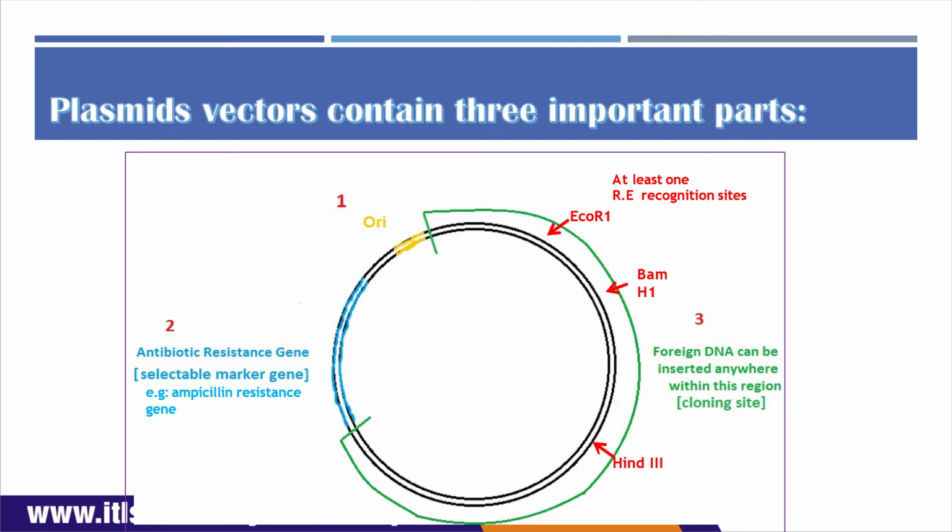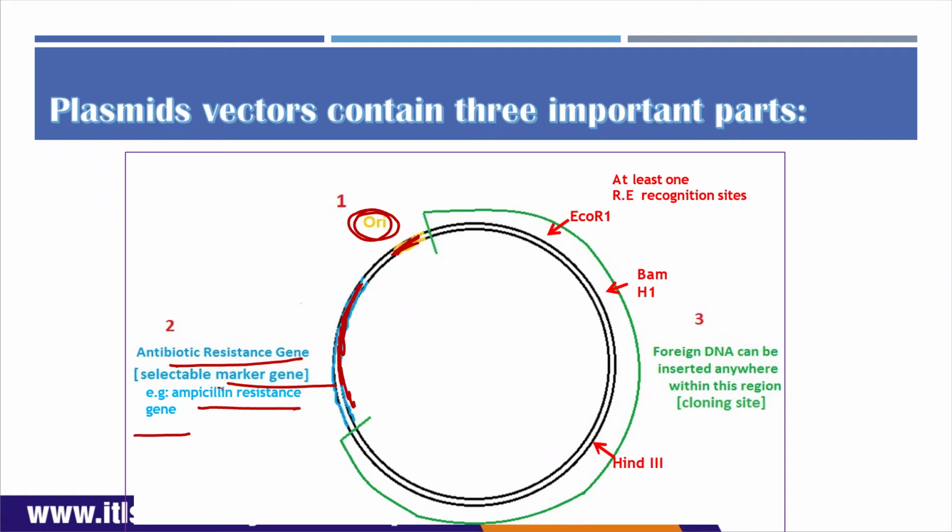The first part, shown in yellow color, is known as the ori. Then the second part, this blue line, is for our antibiotic resistance gene, which is also known as a selectable marker gene. For example, the ampicillin resistance gene is a selectable marker gene or an antibiotic resistance gene.